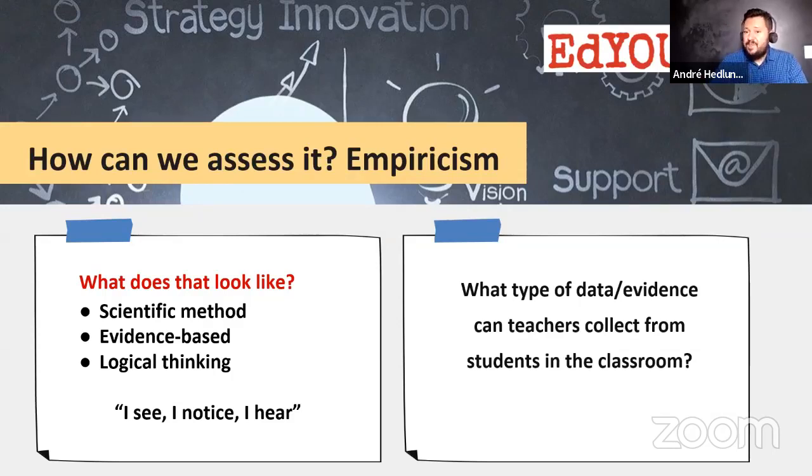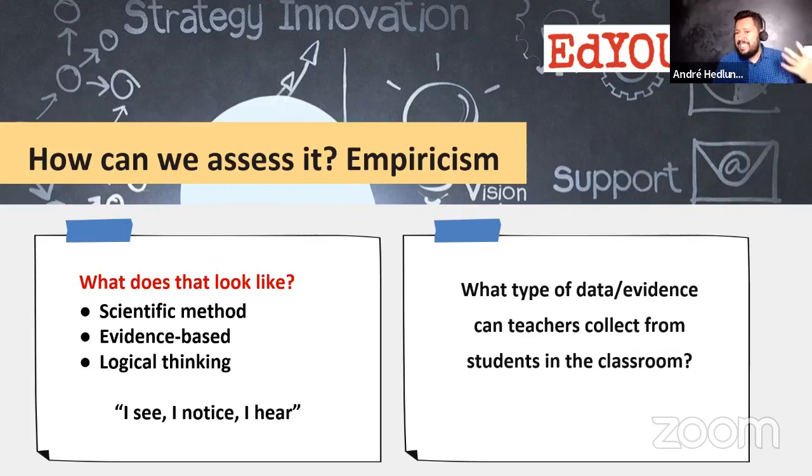Because you must ask yourself, what type of data or evidence can we collect from our students in the classroom to say whether they're learning or not? Because it's not simply a feeling. I taught something, I think they learned. You have to test if they have actually learned. You have to measure if they have actually learned, right?